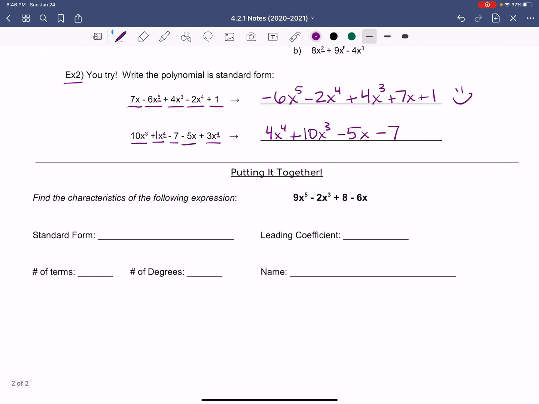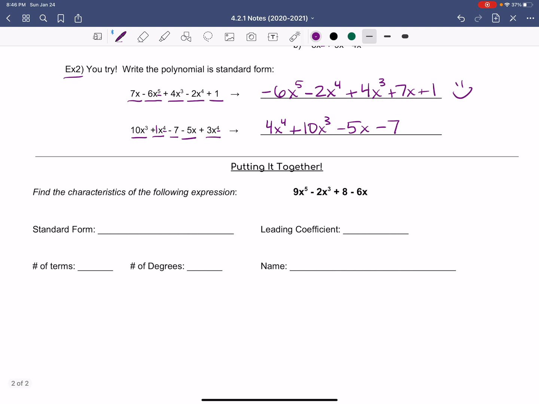All right, now let's put it all together. So this is something you would typically see on an assessment. We're going to give you a polynomial, and you're going to have to pick out a bunch of its characteristics. Now, don't worry about this name part. That's a little bit outdated. Let's first rewrite this in standard form. So looking at my expression, we're going from biggest to smallest, and remember, we don't care about the numbers in front. We're only looking at the exponents.